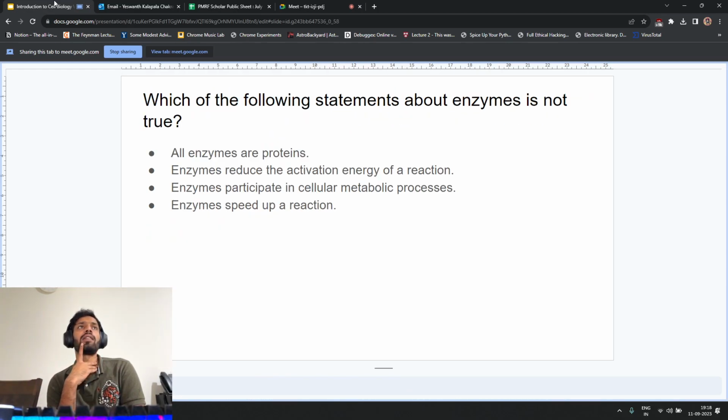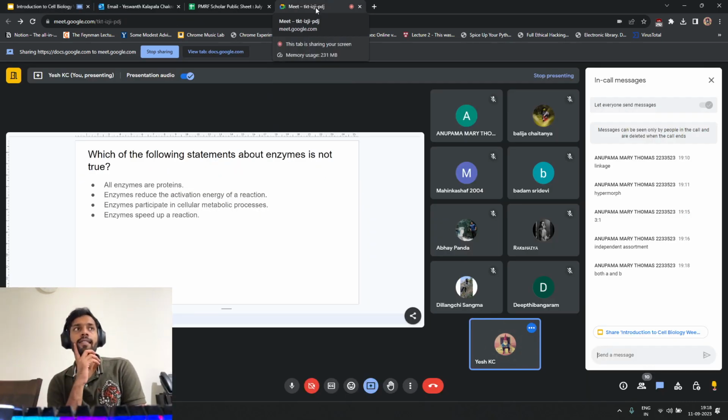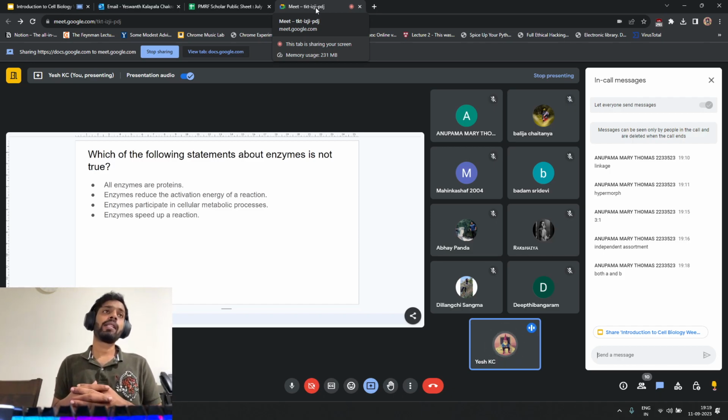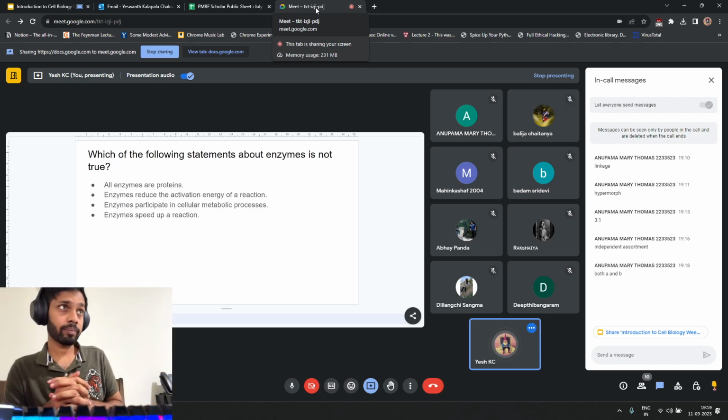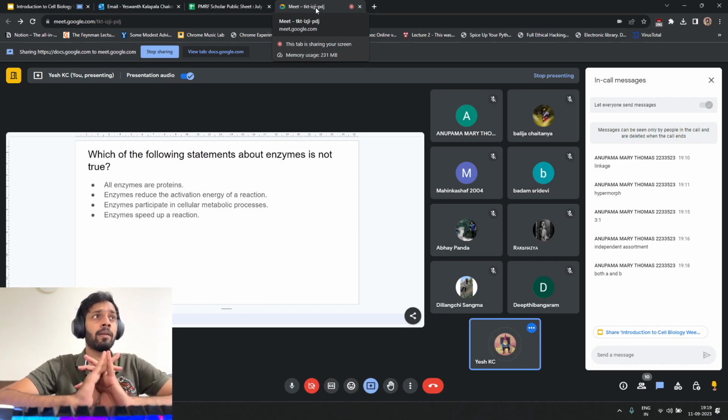Okay. Which of the following statements about enzymes is not true? All enzymes are proteins. Enzymes reduce the activation energy of a reaction. Enzymes participate in cellular metabolic processes. Enzymes speed up a reaction. Which of the following statements about enzymes is not true? Are all enzymes proteins? Do enzymes reduce the activation energy of a reaction? Do enzymes participate in cellular metabolic processes? Or do enzymes speed up a reaction? Which of the four statements is false?